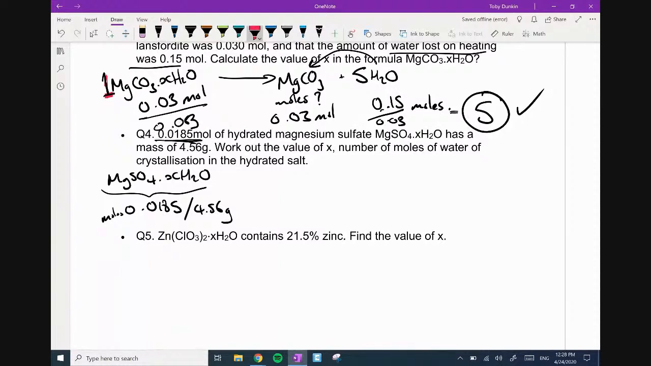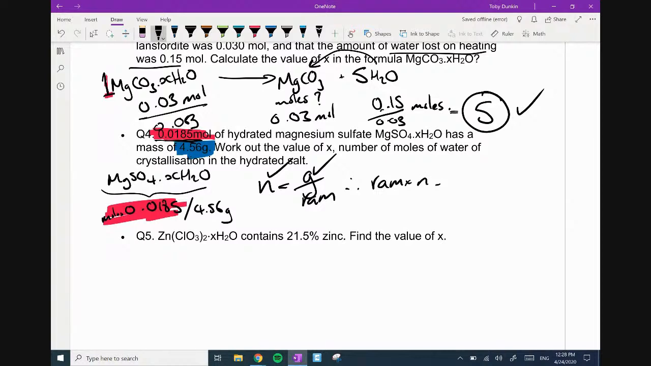I'll highlight this rather than circle it. There's my mole value, and here's my mass value. What equation ties those together? Number of moles is grams over RAM. I've got moles and I've got grams, so I can calculate RAM. Reorganize: RAM times moles gives me grams. Bring the moles down, therefore RAM equals grams over moles. Input my data: 4.56 divided by 0.0185.